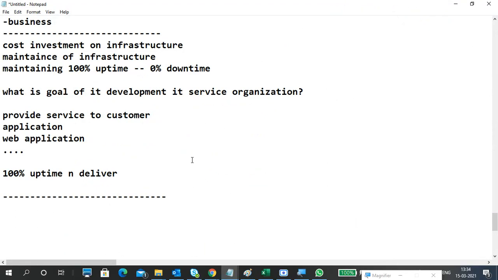Okay. Deliver the service to the customer easily. So this is what my IT company is providing, right? 100% uptime services I want to give. Next, deliver the service to the customer easily. That is important. What infrastructure you have, the customer doesn't worry about it.